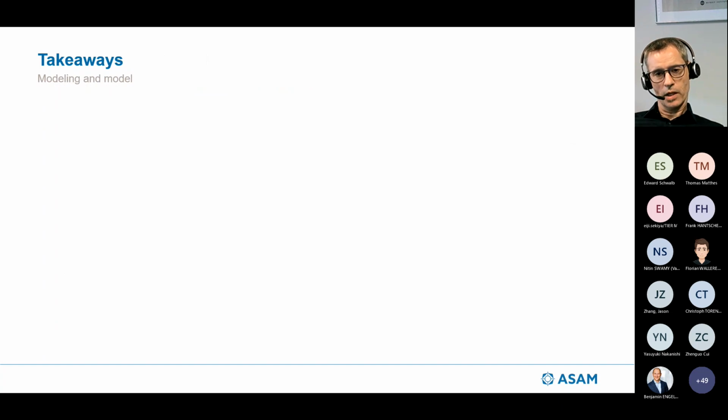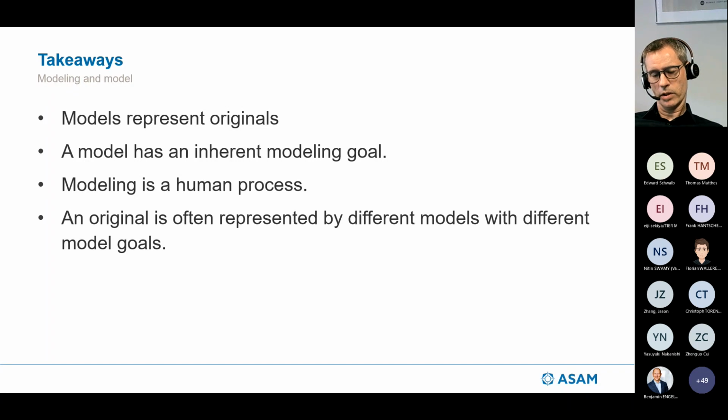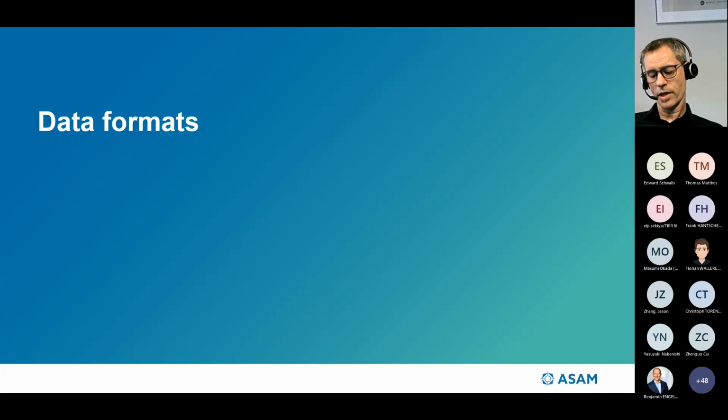So we now have some takeaways from this chapter, modeling and model. The first one is that models represent originals. A model has an inherent modeling goal. You cannot easily separate the model from its model goal. Modeling is a human process with some creative factors in it, and an original is often represented by different models with different model goals. So we have talked about models so far, so let's talk about data formats now.